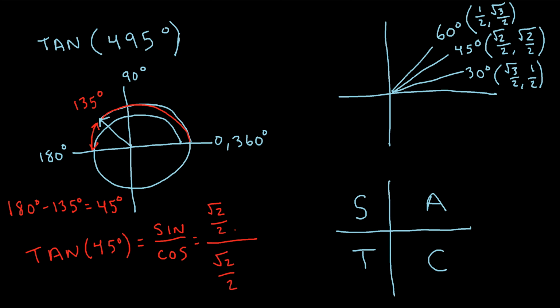So what we get is square root of 2 over 2 divided by the square root of 2 over 2. So because the numerator and the denominator are the exact same number, this whole fraction just turns out to be 1. So the tangent of 45 degrees is 1.